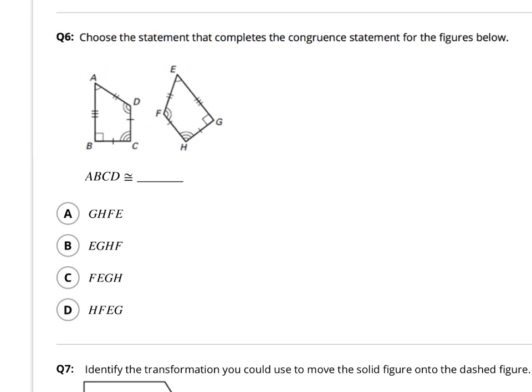Number 6, just like number 5. All right, they're saying A, B, C, D. So pay attention to how they labeled this quadrilateral. Now, how would you label one congruent to this one? Okay, look at who they start with, A, B, C, D. Here are your 4 choices down below.